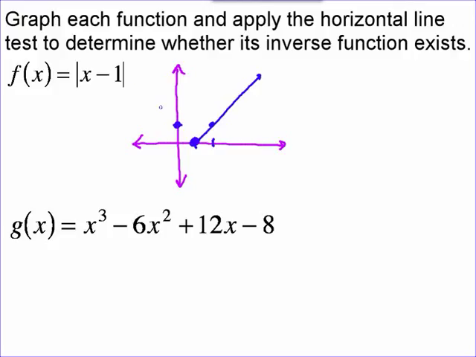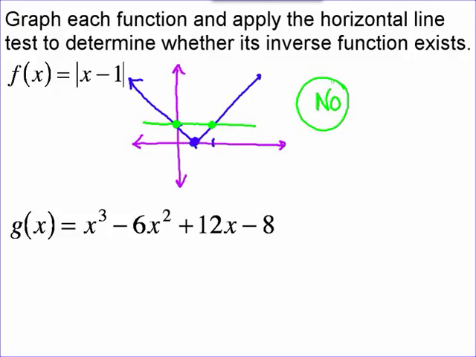Now we're going to see if an inverse function exists. In order for an inverse function to exist, I need to pass a horizontal line through that graph, and it can only touch one point at any given time. In looking at that, it's not going to work, because if I draw a horizontal line right here, I've got 2 points. So the horizontal line test fails, and an inverse function does not exist.